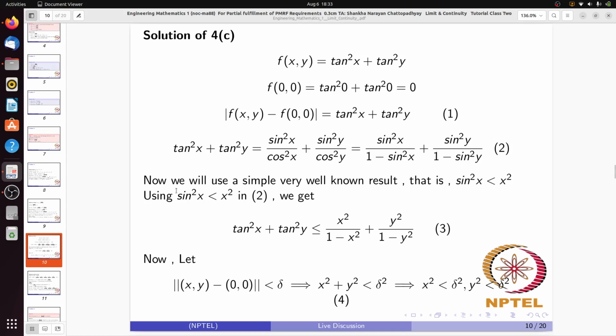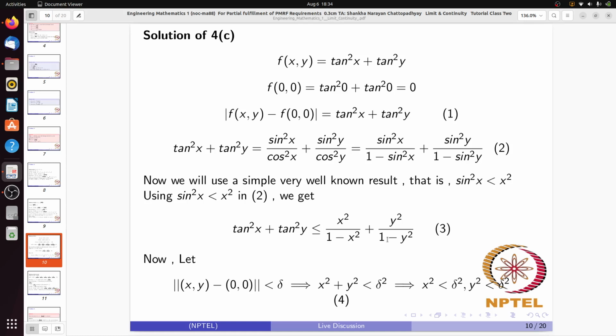So using sin square x less than x square in the above two, we will get that tan square x plus tan square y is less than or equal to x square divided by 1 minus x square plus y square by 1 minus y square. We are just using that inequality, and using some algebraic manipulations we can write that tan square x plus tan square y is less than or equal to x square by 1 minus x square plus y square by 1 minus y square.